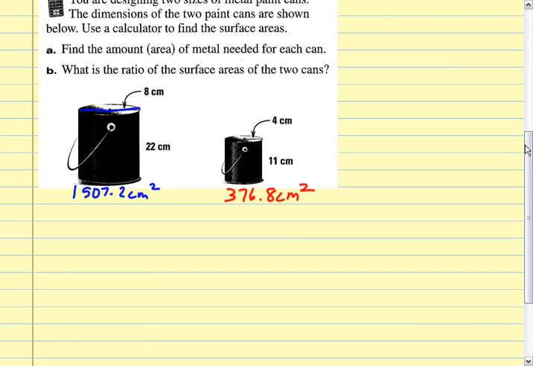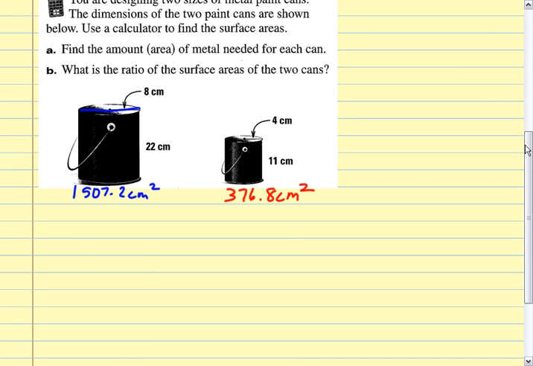It says, what is the ratio of the surface area of the two cans? Now remember, a ratio is a what? Raise your hand. It's very easy. It's another word for a, Allie? A comparison. It is kind of, but what kind of comparison? Elise? No, it's not a rate. Zachary? A difference. Nope, that's a subtraction problem. A ratio is a fraction.